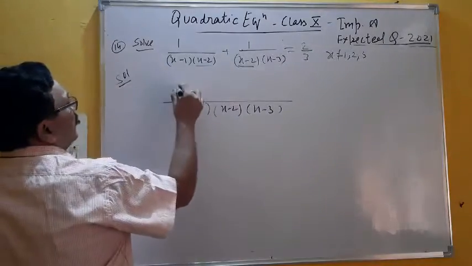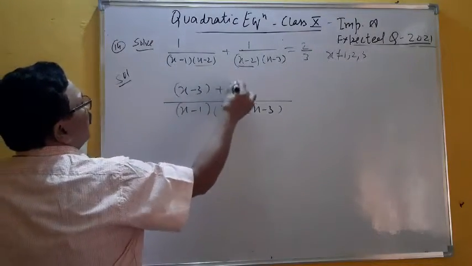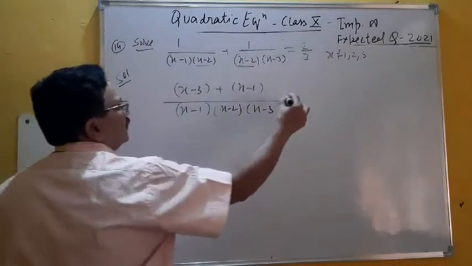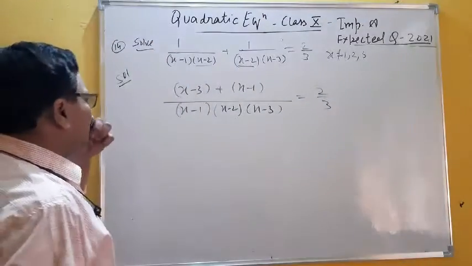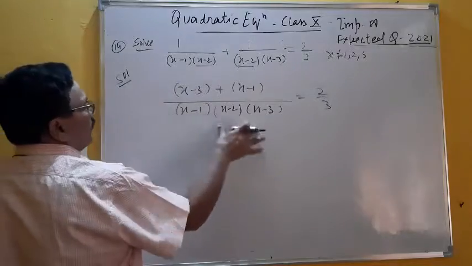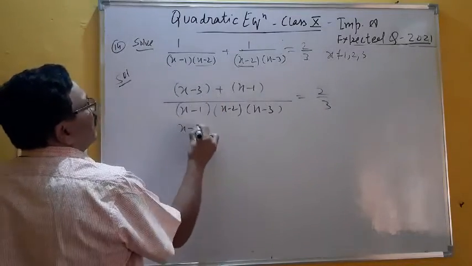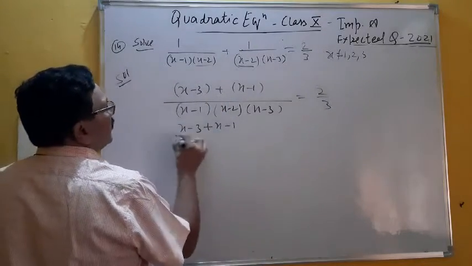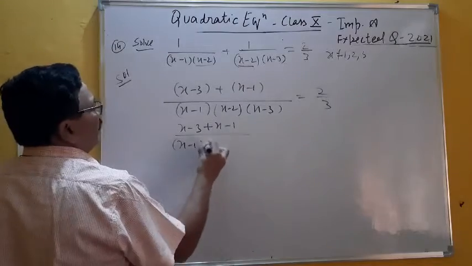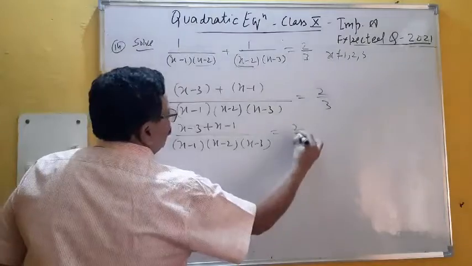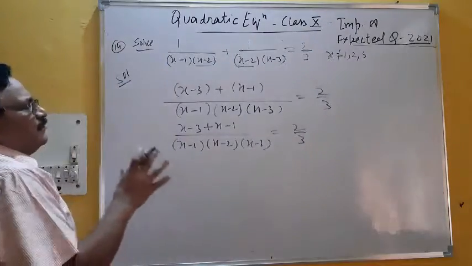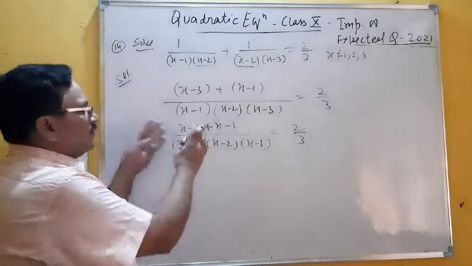So here you will get only x minus 3 and only x minus 1, and this is equal to 2 upon 3. Now see how easy. First of all, solve this part. Don't open this bracket. First solve this part: x minus 3 plus x minus 1, over x minus 1, x minus 2, x minus 3, equal to 2 upon 3. I have done nothing; first I took the LCM, substituted the value. Now opening the brackets.